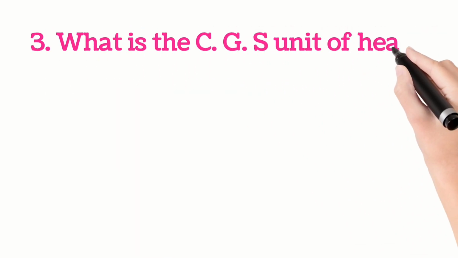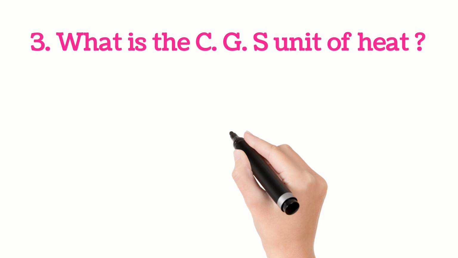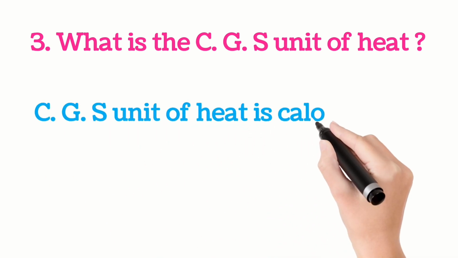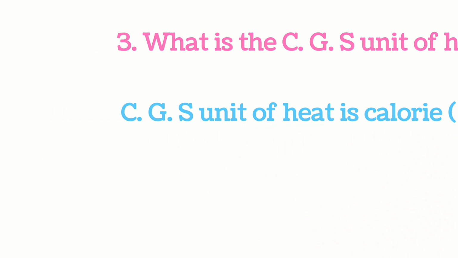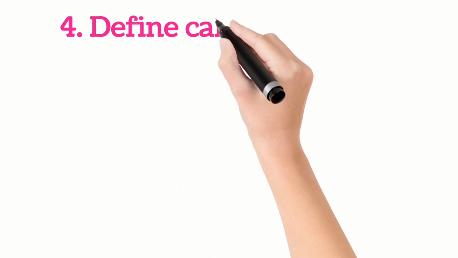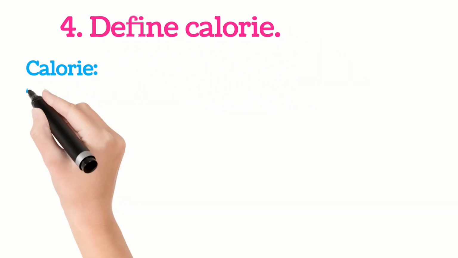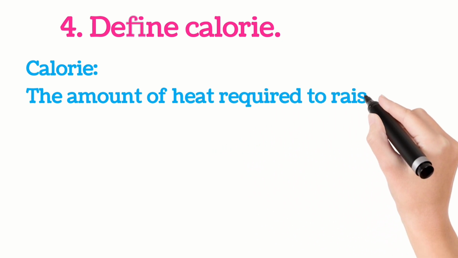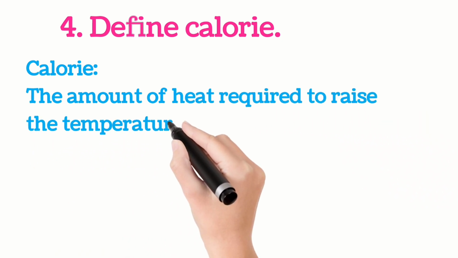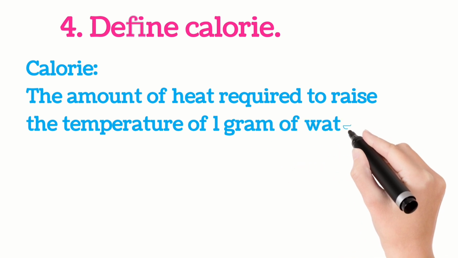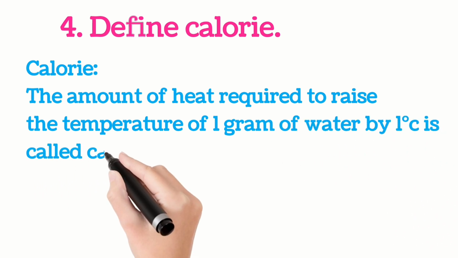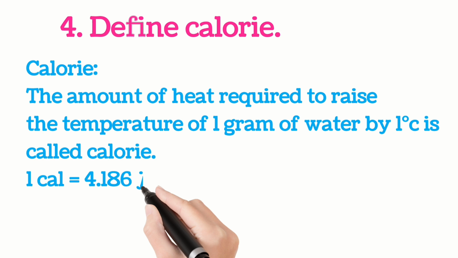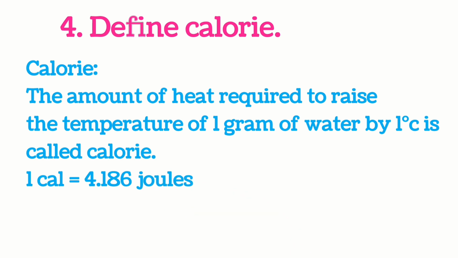What is the CGS unit of heat? The CGS unit of heat is calorie. Define calorie. The amount of heat required to raise the temperature of 1 gram of water by 1 degree Celsius is called calorie. 1 calorie is equal to 4.186 joules.